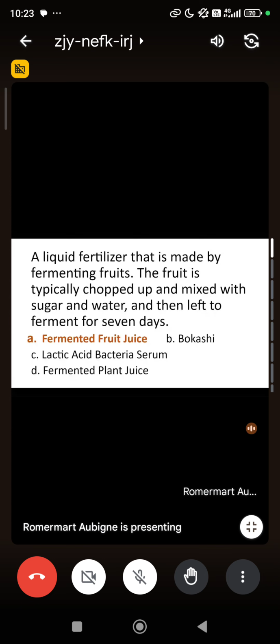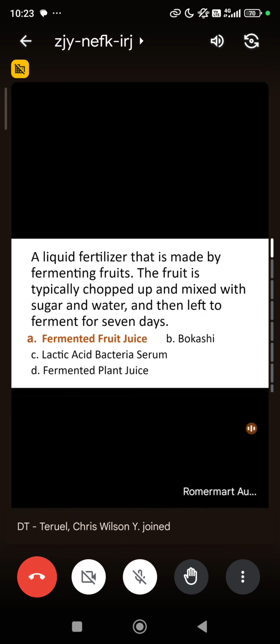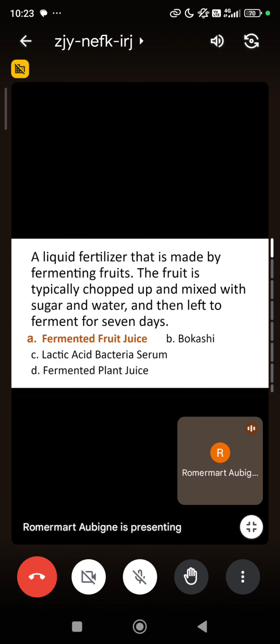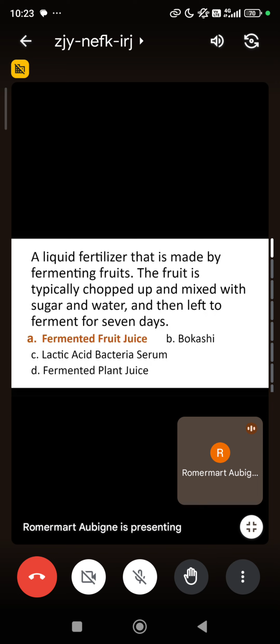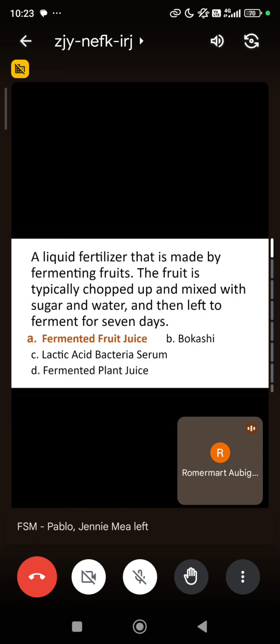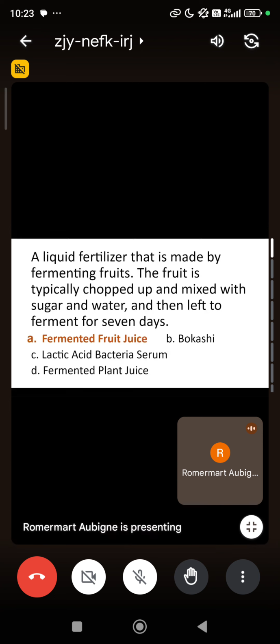Then we also have the indigenous microorganisms. So our IMO, this is a type of organic fertilizer that is made by fermenting a mixture of plant materials such as bran and molasses with beneficial microorganisms such as bacteria and fungi. The fermentation process produces nutrient-rich liquid that can be used to fertilize plants and improve soil health. IMO is particularly effective for root growth and improving soil structure. For improving the soil structure and root growth, we use the indigenous microorganism.